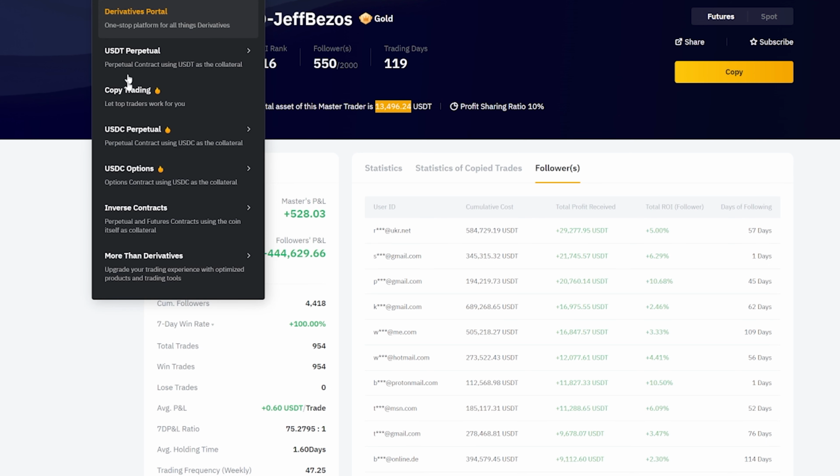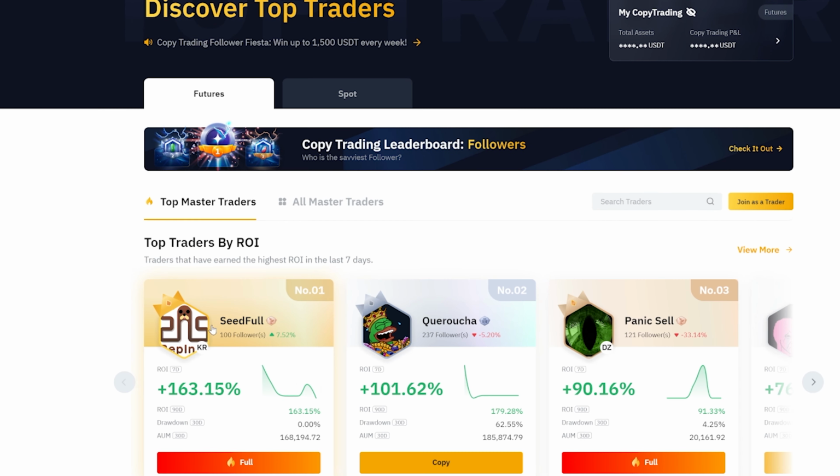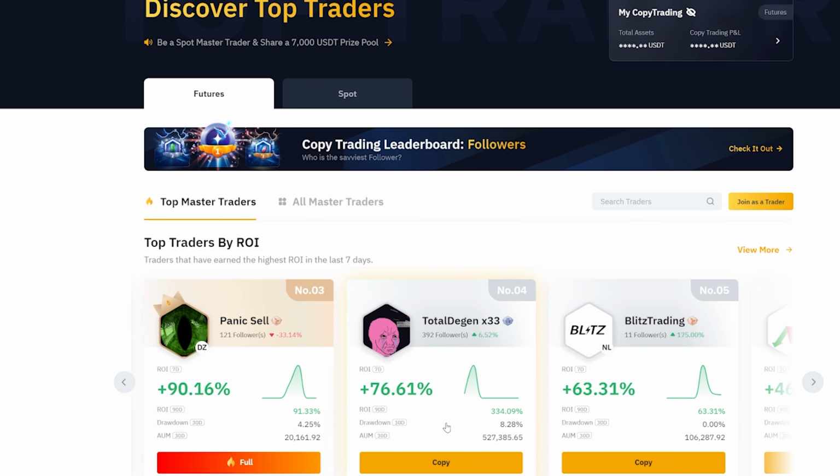So let's go back to derivatives and click on copy trading again, and maybe look for a different trader. For example, if we come here, we can see these traders have almost 200,000, but if you scroll over here, this one here is managing an amount of more than $500,000. If we click on that, you can see other traders are actually full, but this one here is not full. So let's click on that.